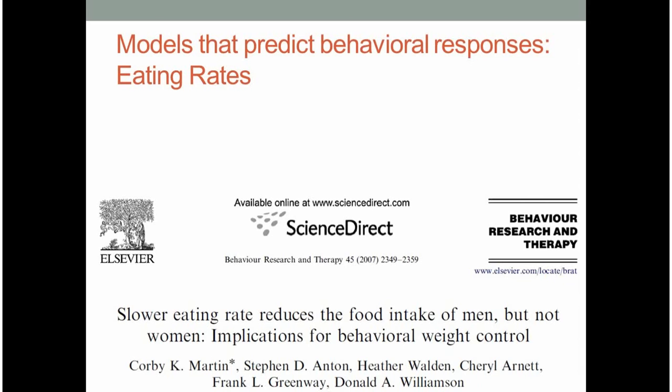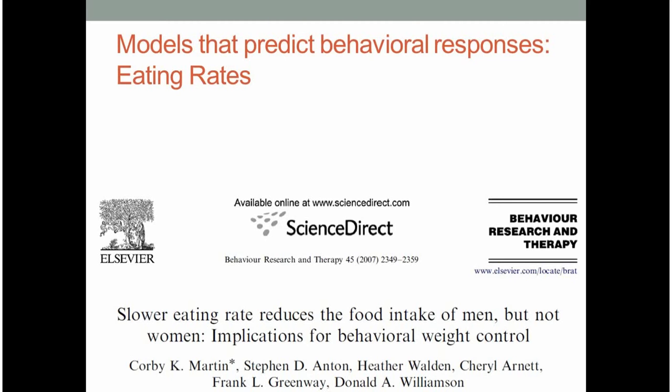And I'm going to move on to the eating rate model so you can see the full development of how someone in my field, or someone with the mathematical sciences, may start to look at something that involves behavioral responses. The first step is really hooking your train to someone in psychology, because they are the ones that really think about behavioral responses. And my train was already hooked to Corby Martin a number of years ago.